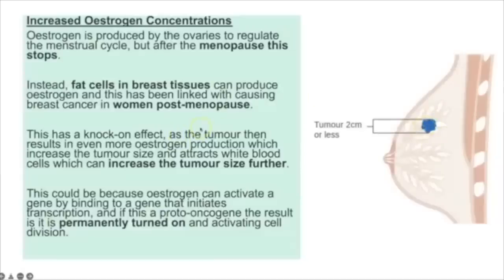Now, it has a knock-on effect as well, because as the tumour grows, because those tumour cells are breast tissue cells, that will result in even more estrogen being produced, and therefore even more of those proto-oncogenes could be switched on, activating more cell division. So this is an example of positive feedback. The more that we have of the tumour, the more estrogen, but that results in even more tumour cells occurring.